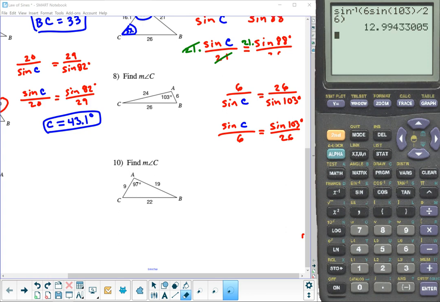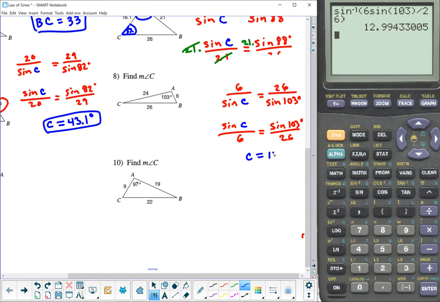There, 12.99. And let's see if that makes sense. I put sine of 26 and it should just be C equals 12.99. So that's about 13 degrees. All right. And if you look at this, yeah, that looks really small. That looks about 13 degrees. So I will believe that.